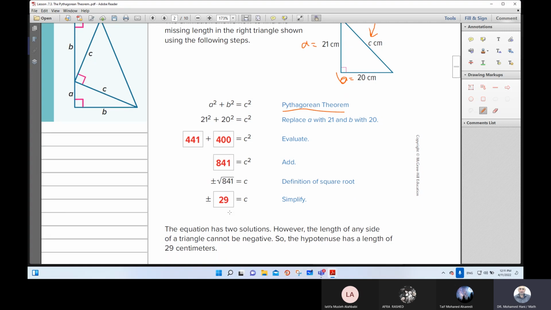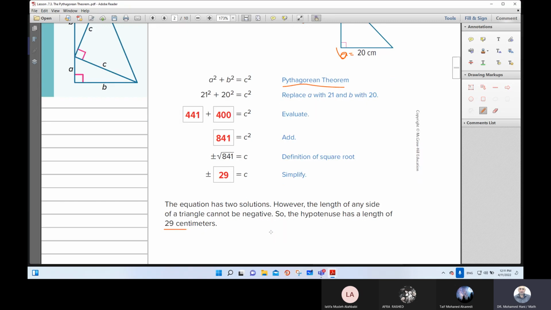And as you see, we have two values, negative and positive 29. But always remember, for the measure of a side we always take the positive value, no negative value to measure the side. So we can remove the negative value and take the positive value. So C equals 29.